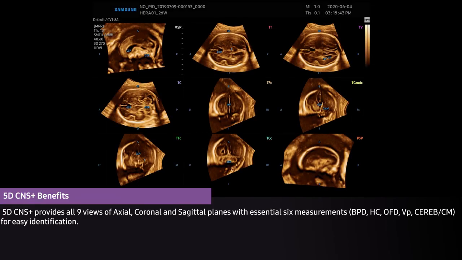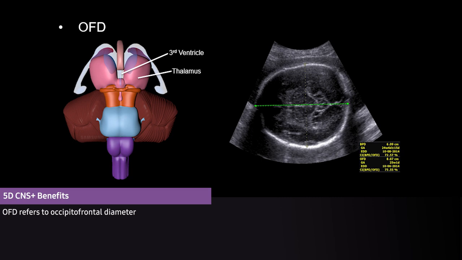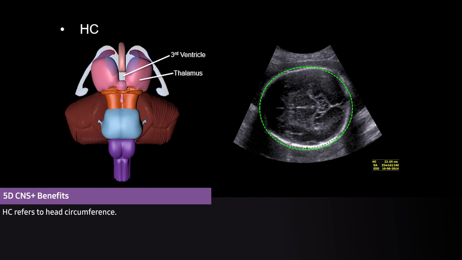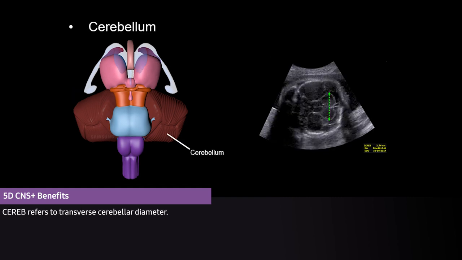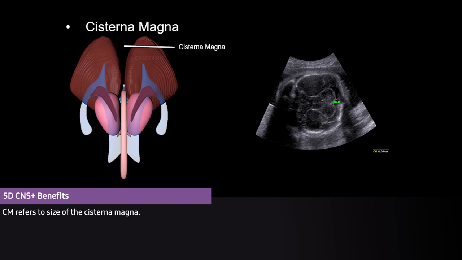5D CNS Plus provides all 9 views of axial, coronal, and sagittal planes with essential 6 measurements: BPD, HC, OFD, VP, CEREB, CM for easy identification. BPD refers to biparietal diameter. OFD refers to occipital frontal diameter. HC refers to head circumference. CEREB refers to transverse cerebellar diameter. VP refers to the thickness of the atrium of the lateral ventricles. And CM refers to the size of the cisterna magna.